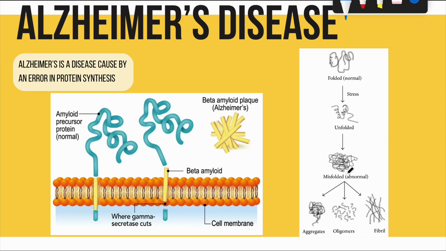So these plaques block the brain cells from talking to each other, which leads to the memory loss and the other problems and symptoms that come with Alzheimer's. Alzheimer's disease is one of the illnesses that shows how important protein synthesis is for our bodies and how important it is that it works correctly, because if it doesn't, it can cause diseases or illnesses.